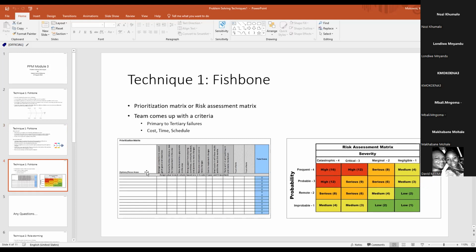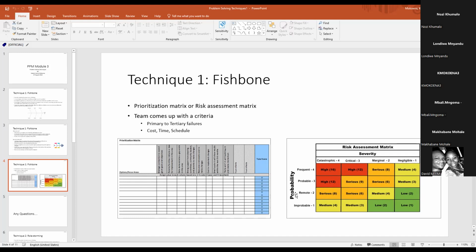So you would list them there, and then here that would be your criteria. The score would be at the end there, or use a risk assessment matrix based on the likelihood or probability of that cause happening. And this, I think, also ties in with what Mbali presented on the potential failure analysis.